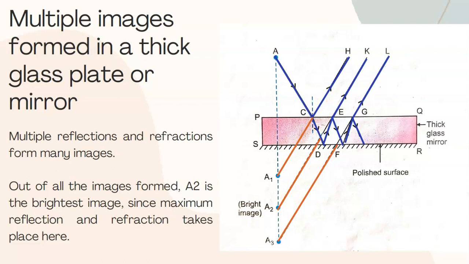An important point to consider is that image A2 that is formed is the brightest image here. Image A2 is the brightest image out of all the images formed. Why so? Out of all the images formed, A2 is the brightest image, since maximum reflection and refraction takes place here.